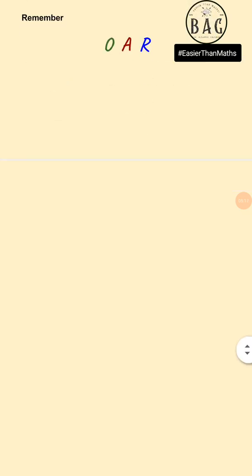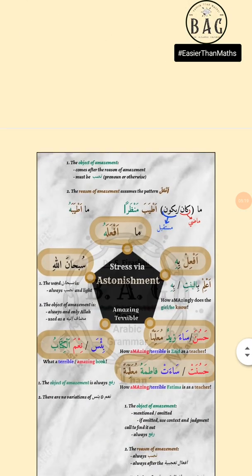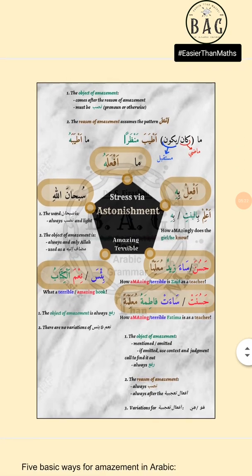Okay, now comes our little summary chart, and as you can see, there are 5 ways of putting stress by using amazement or tajub.